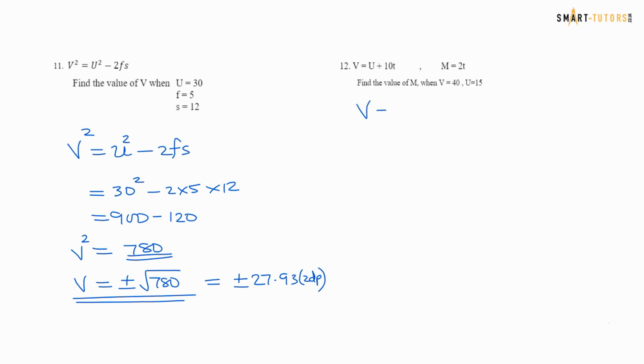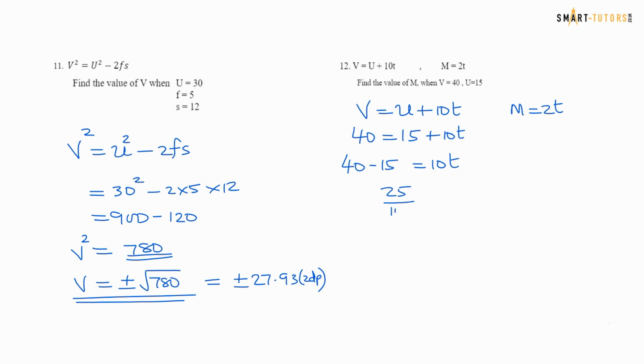v equals u plus 10t, and m equals 2t. Find the value of m when v equals 40 and u equals 15. So what we can do is, there are 2 equations given. From the first equation you can find the t, which is 40 minus 15 equals 10t. So 25 divided by 10 is t, which is t equals 2.5. So t equals 2.5 means m equals 2 times 2.5. Then the answer is 5. That is the answer for question number 12.